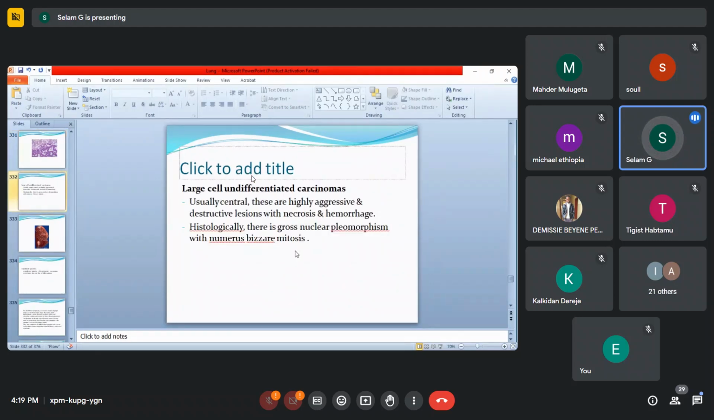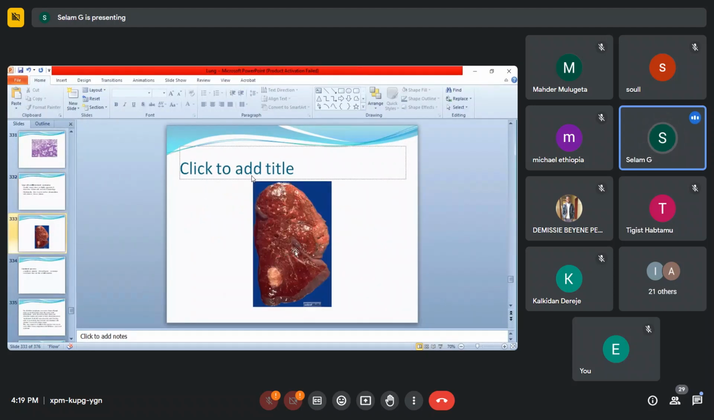The others are large cell undifferentiated carcinomas, usually centrally located. These are highly aggressive and destructive lesions with necrosis and hemorrhage. Histologically, there is gross nuclear pleomorphism with numerous bizarre mitoses. Sometimes you might not know whether this is small cell or large cell by just looking at it.